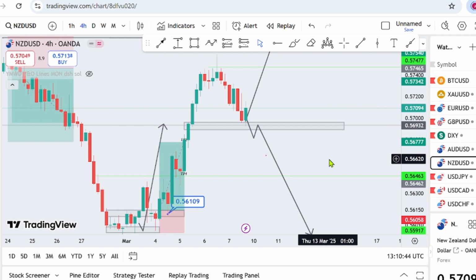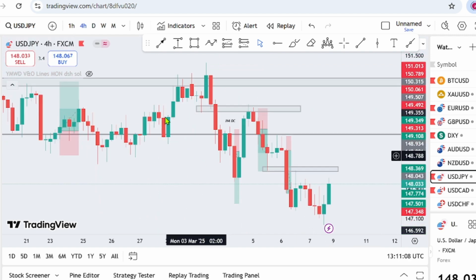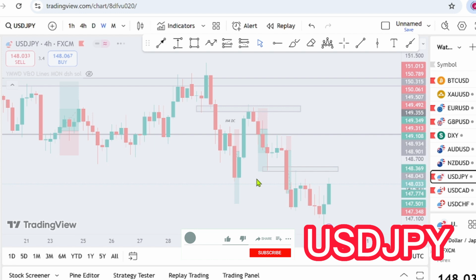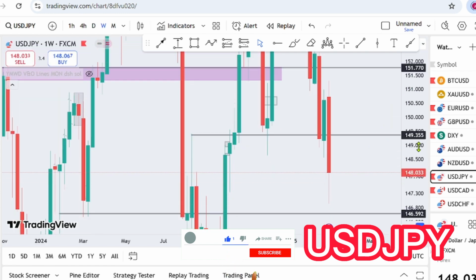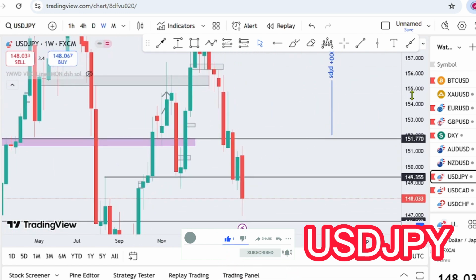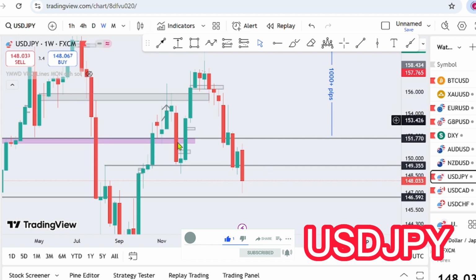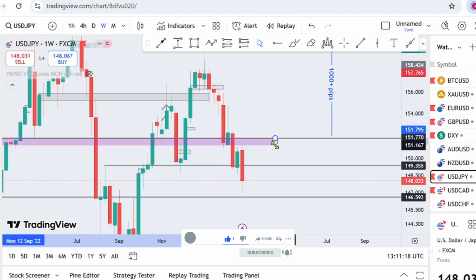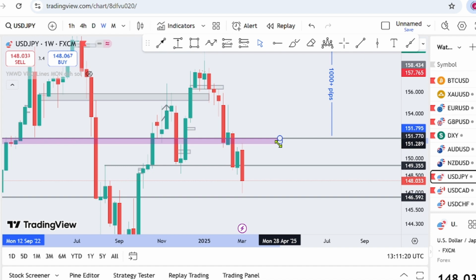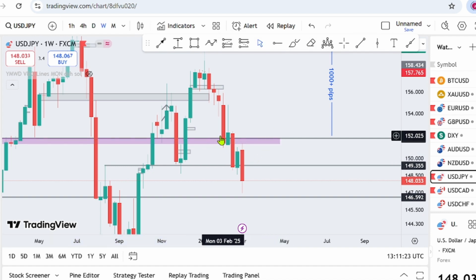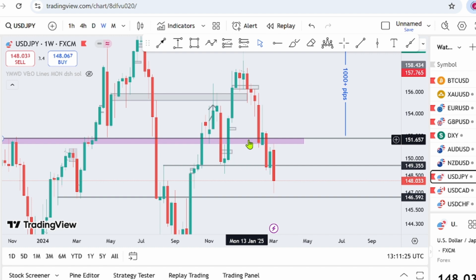Last but not the least, USDJPY. For USDJPY, let's look at how price closed on the weekly time frame, which is very important. Same thing that happened on DXY. I saw price was also reacting off these zones on my weekly time frame. So this zone is most likely my weekly area of interest. So I was also skeptical about price dropping all the way to the downside from this area.